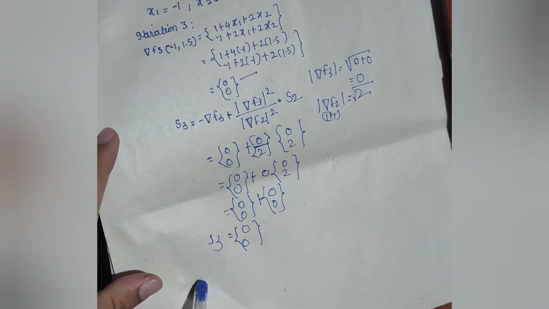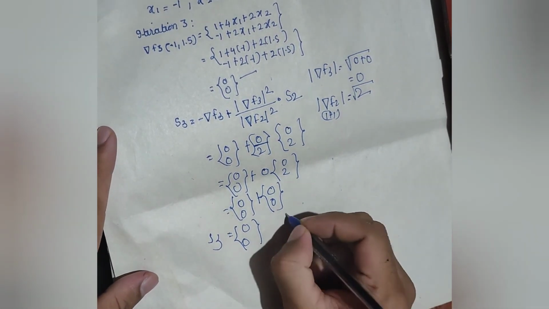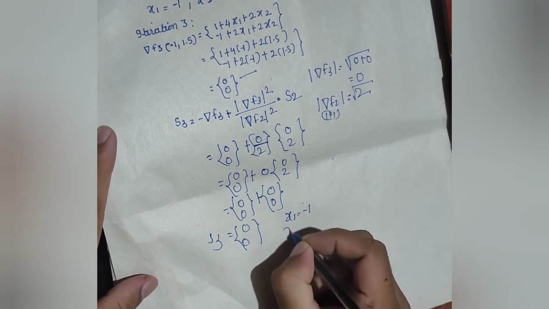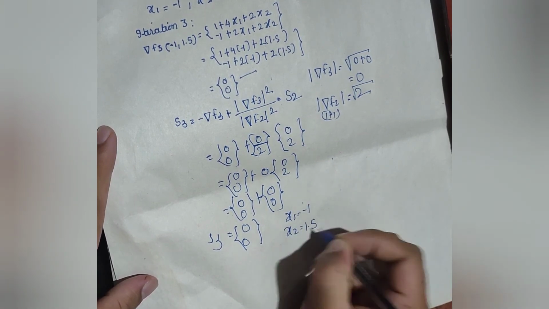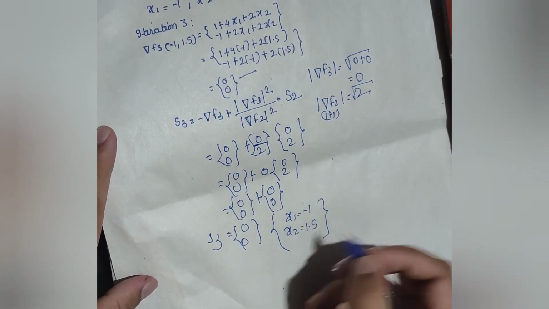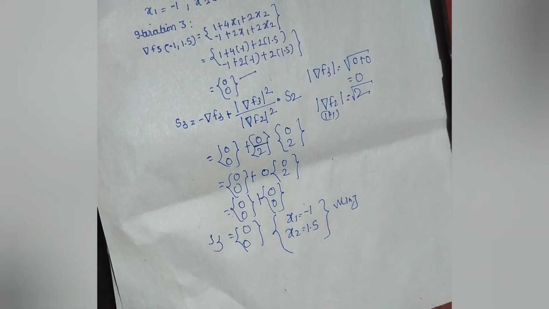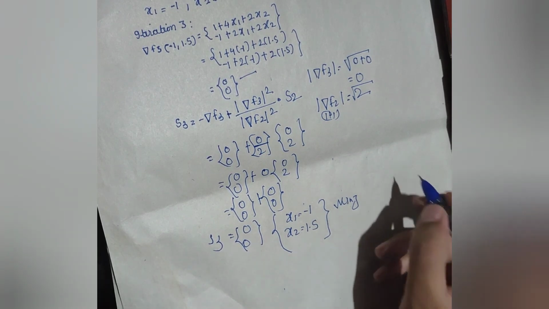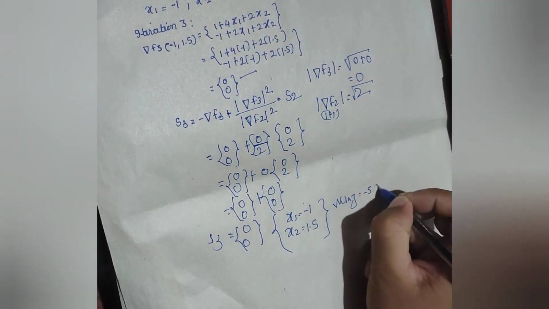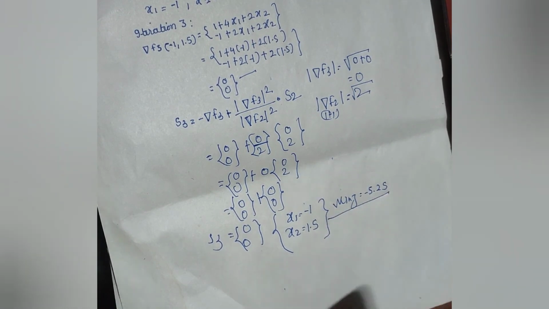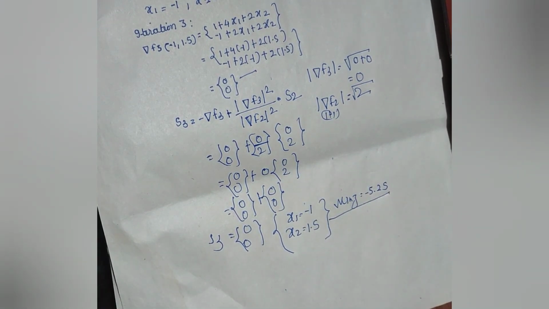So the earlier solution is the optimal solution. So x1 equals minus 1 and x2 equals 1.5. This is the optimal solution for this problem. And for the minimization of z, by putting these x1 and x2 values into the objective function, we got around minus 5.25. So this is all about the Fletcher-Reeves method.